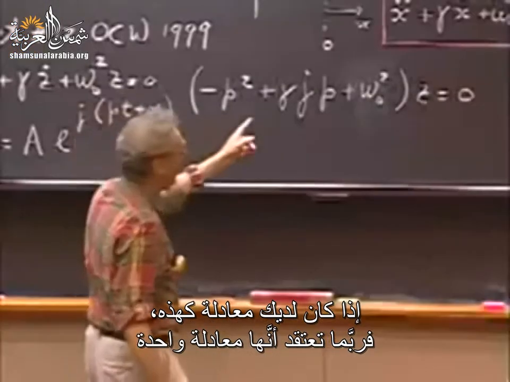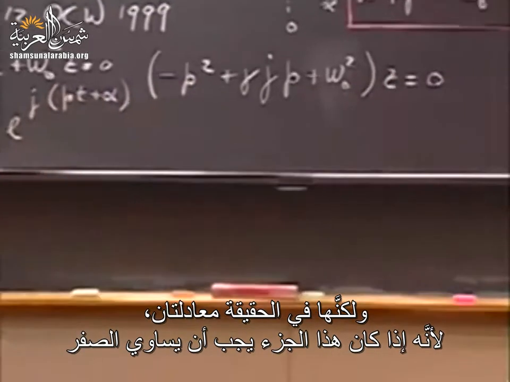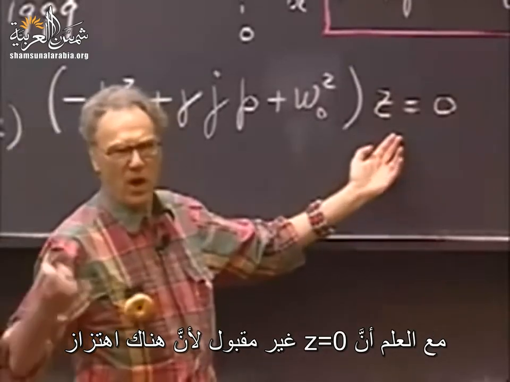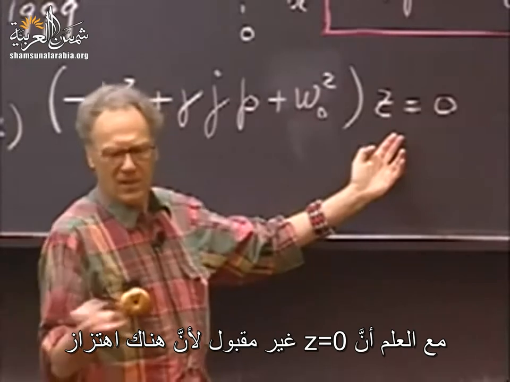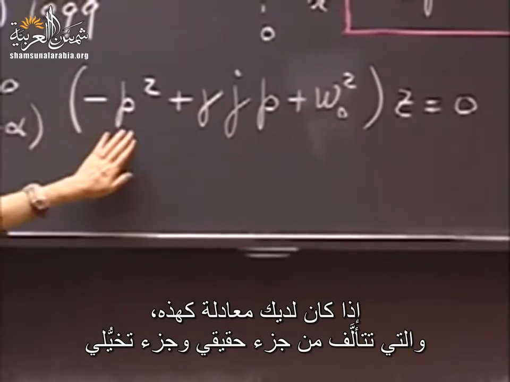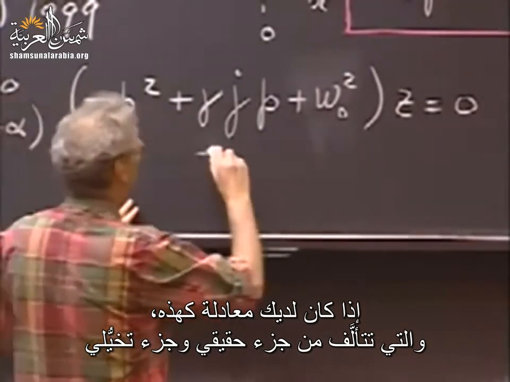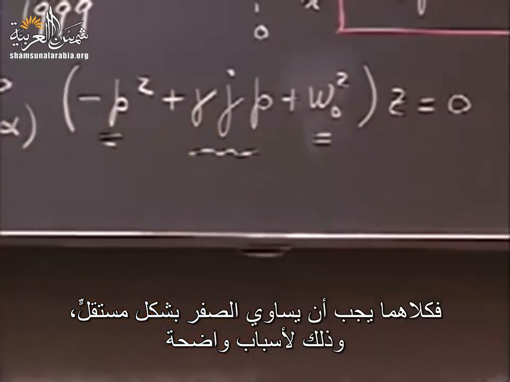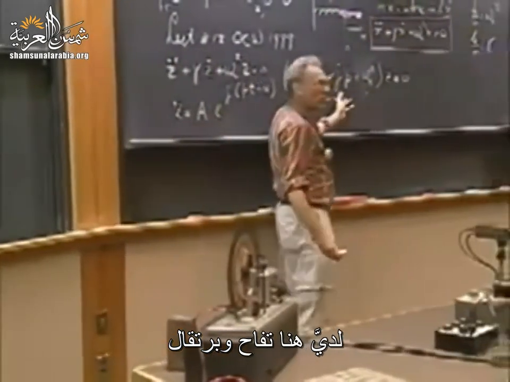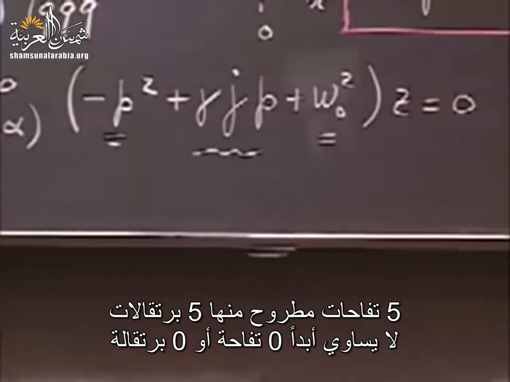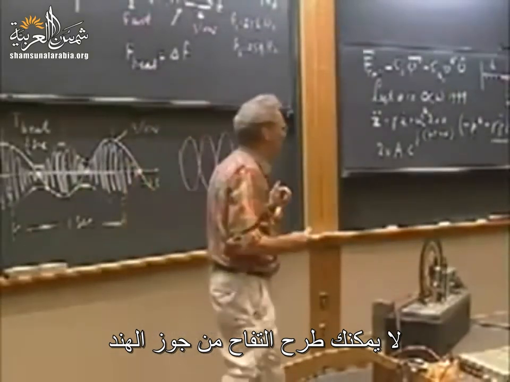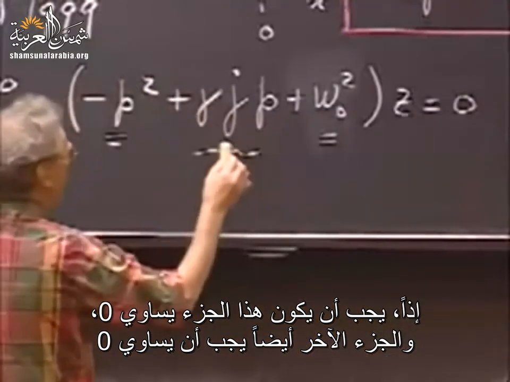If you have an equation like this, you may think it's one equation, but it really is two equations. Because if something like this has to be 0, and of course z equal to 0 is not an acceptable solution, because that's the oscillation. If you have an equation which has a real part and an imaginary part, then both must independently be 0, for obvious reasons. These are apples, and these are oranges, and 5 apples minus 5 oranges is never 0 apples. You cannot subtract apples from coconuts. So this has to be 0, and this has to be 0.